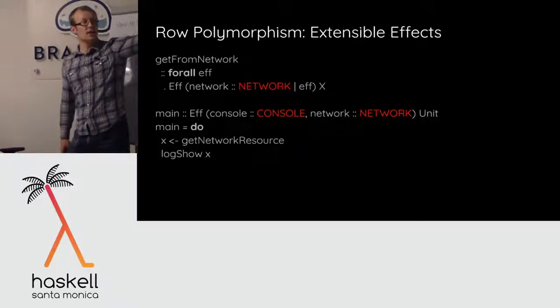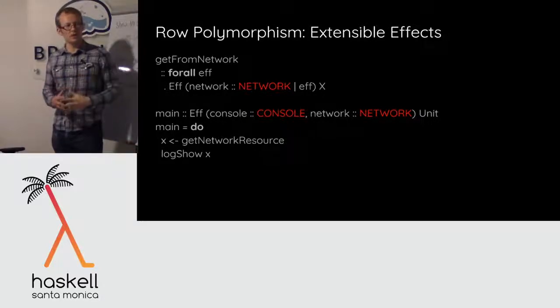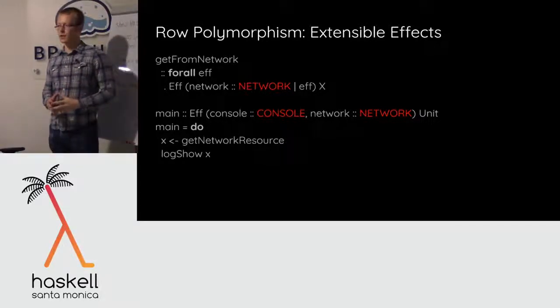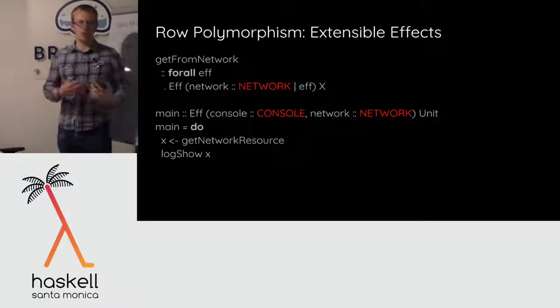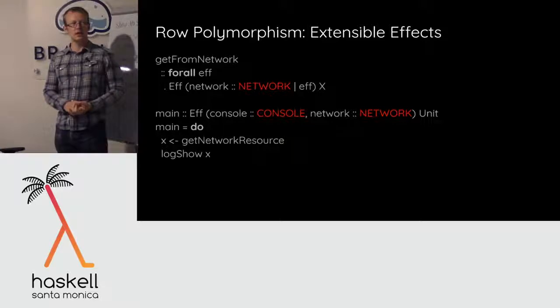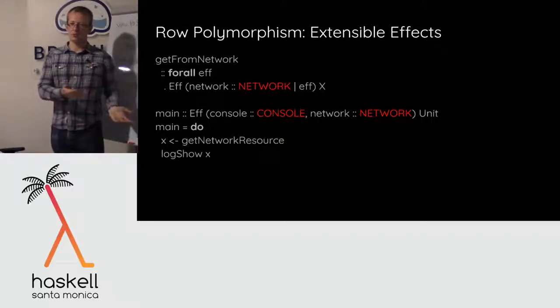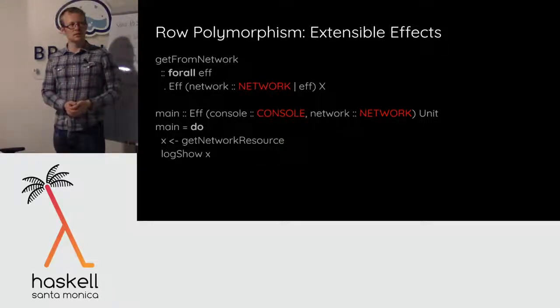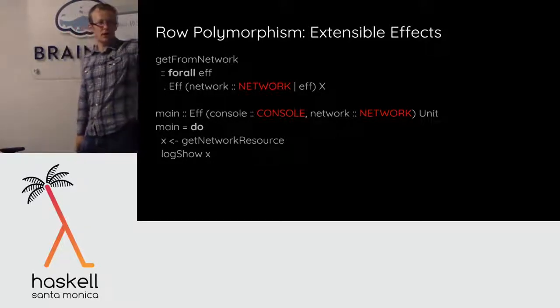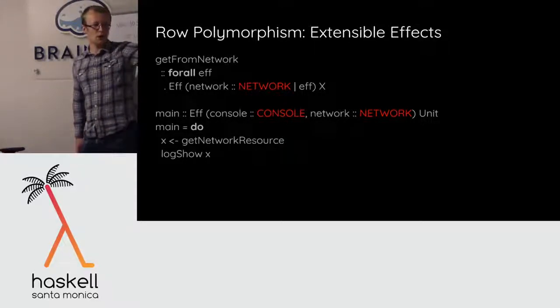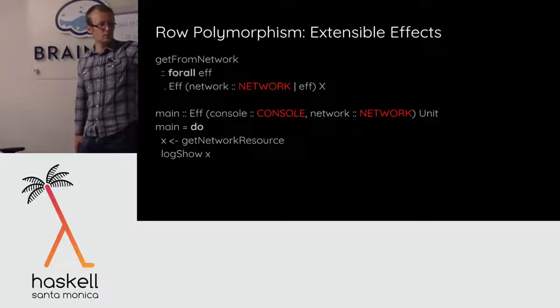Right? So I'll say, getFromNetwork can operate in any effectful context that supports network operations, but I'm also going to let you use it in contexts that support other effects. Okay? Just because you're doing network effects shouldn't preclude you from doing non-network effects. Okay. And then when I use this in main, for example, I can use this alongside, let's say, log show, which prints out that network result.